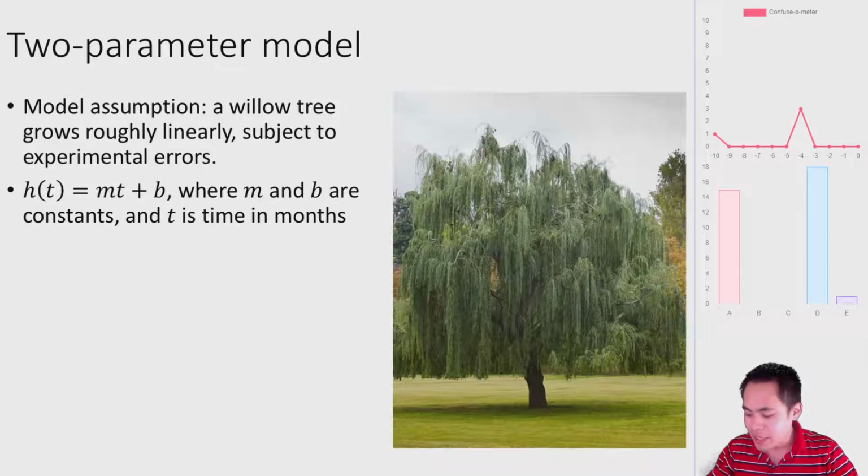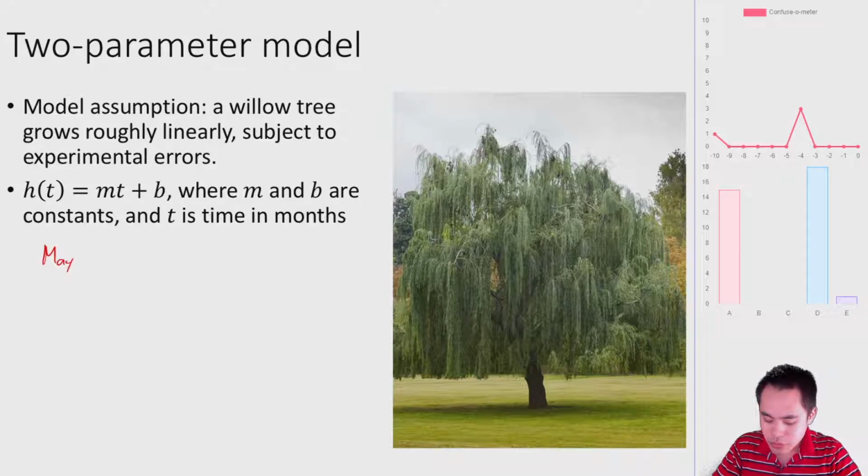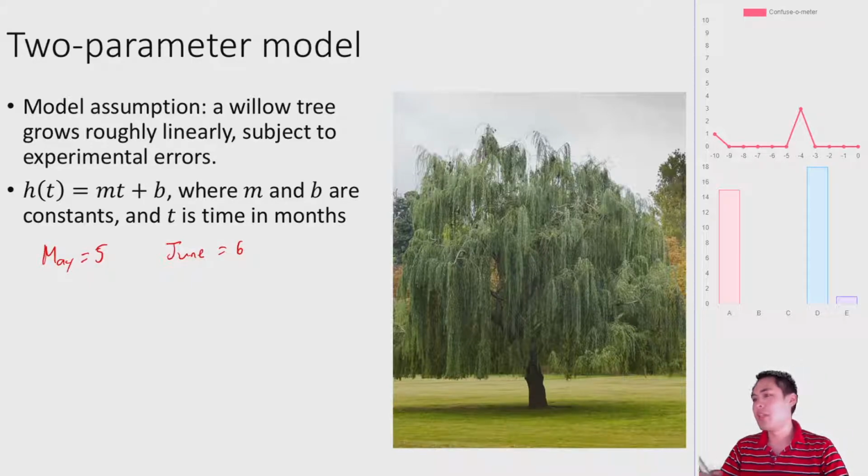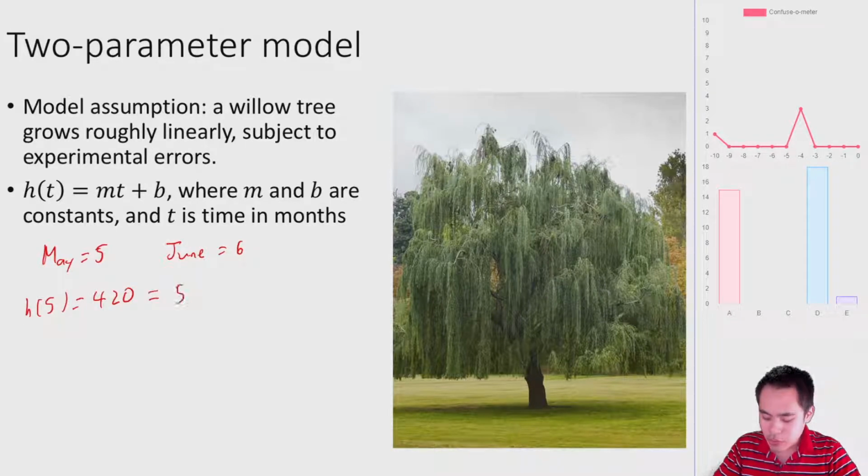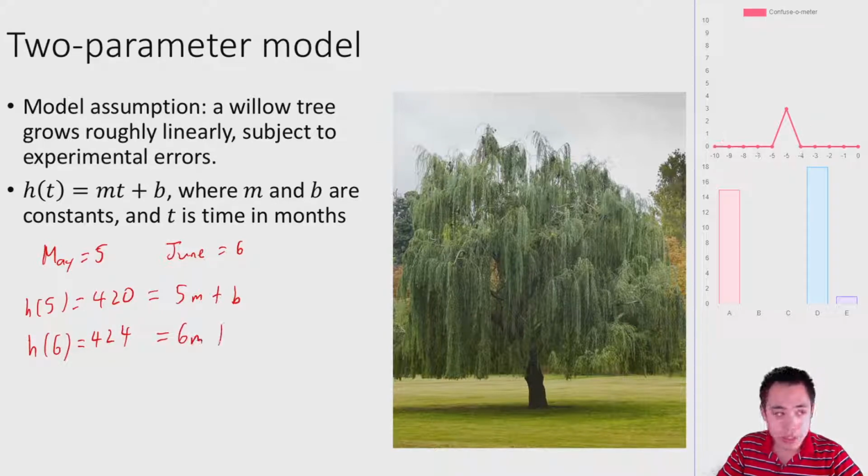So let's go ahead and assign May to be equal to the 5th month and June to be equal to the 6th month, just so that we have numbers instead of names of months. Well, then what we have is h of 5 is equal to 420, which is equal to 5m plus b, because t is time, and time here is the number of the month, in our model at least. And we have h of 6 is equal to 424, which is equal to 6m plus b.